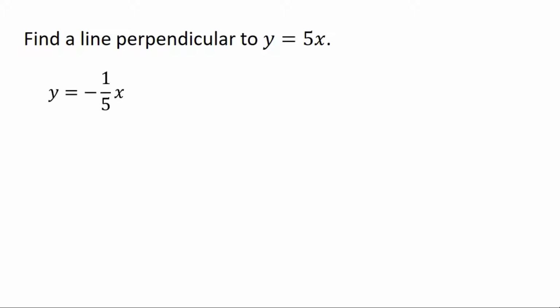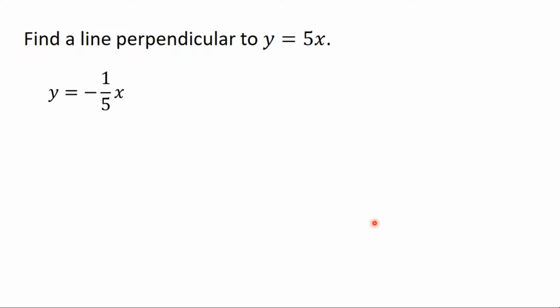I could go boring. I could just go with y is negative a fifth of x. I know that this one will be perpendicular to y equals 5x because the gradients are negative reciprocals of each other. The negative reciprocal of 5 is negative a fifth.